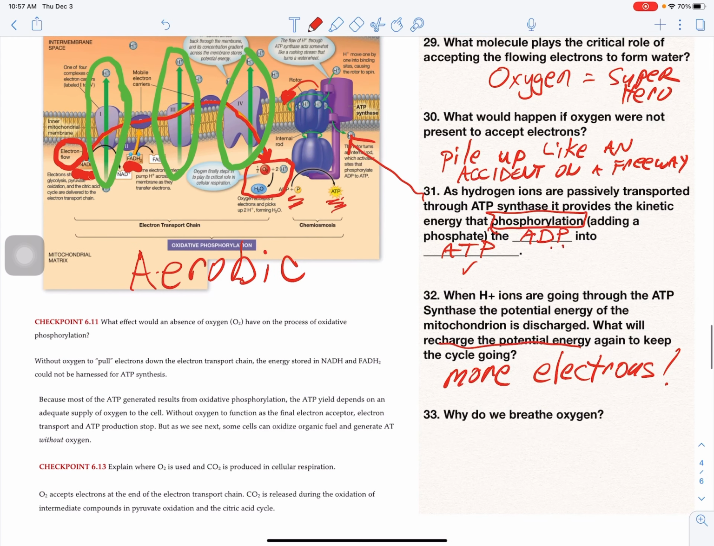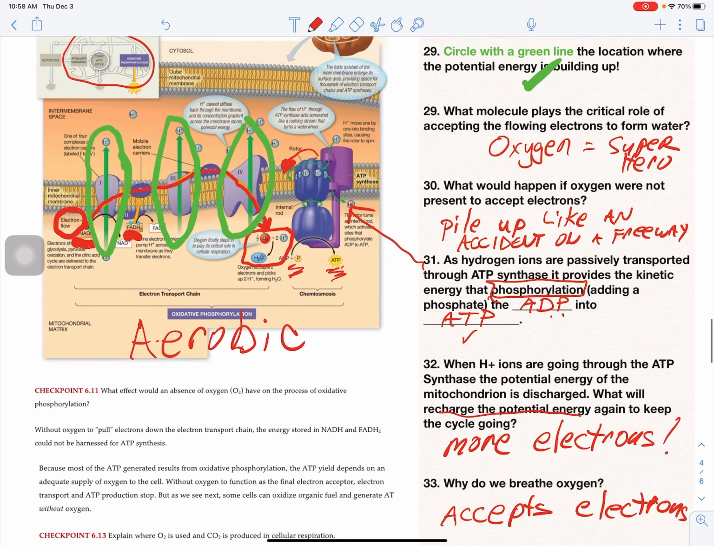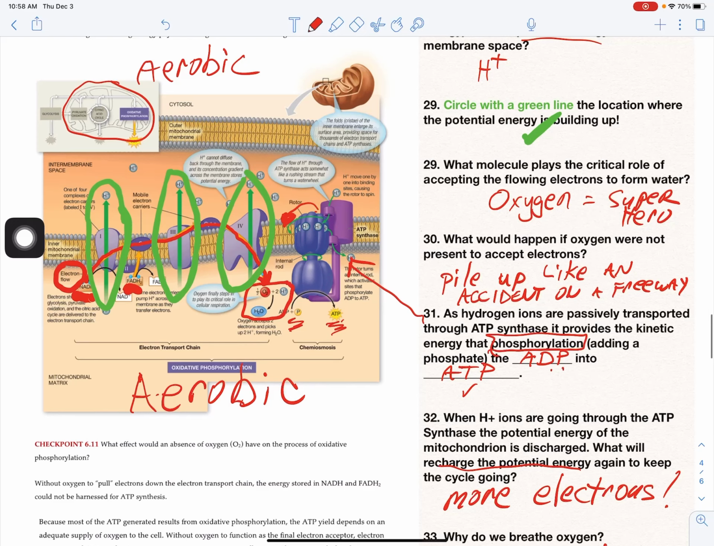Why do we breathe oxygen? It's the superhero that accepts electrons and cleans up the mess. Have you ever accidentally touched a live wire or been shocked by electricity? It hurts. It does damage. So electricity is flowing electrons. If you did not have oxygen here, these electrons coming down this chain don't have a place to go, so they bounce around, and like radioactivity, they're going to do damage to molecules.